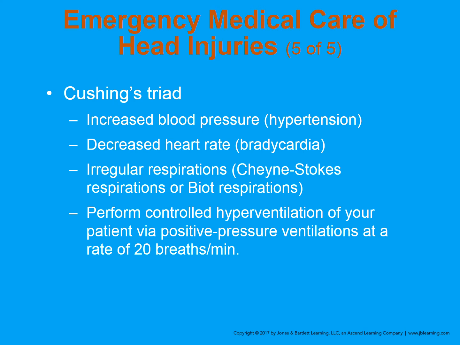Perform controlled hyperventilation of your patient via positive pressure ventilation at a rate of 20 breaths a minute. So basically, if we increase the respiratory rate, we may be able to help combat that intracranial pressure in the moment. So I don't want you to see 20 and then actually be performing 30. So it's just a slight increase in the rate of ventilations if you're ventilating the patient with a BVM.